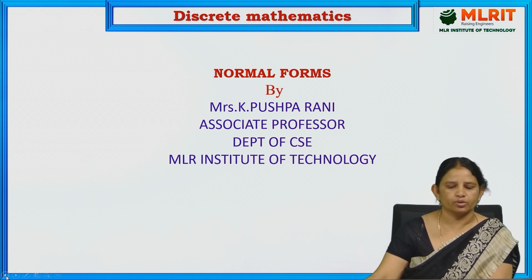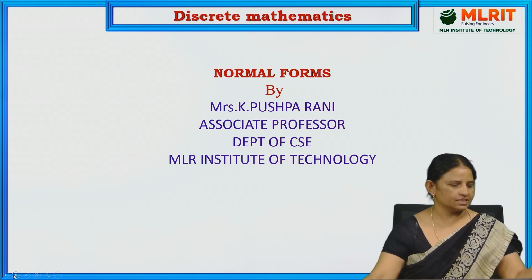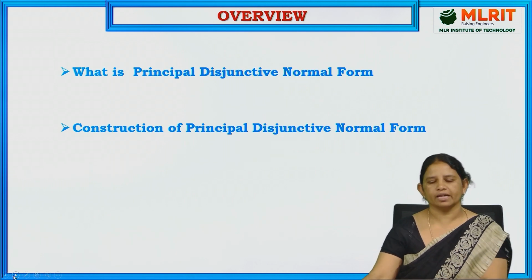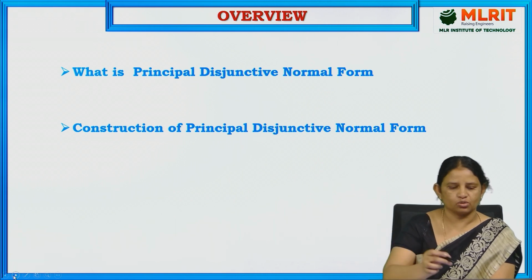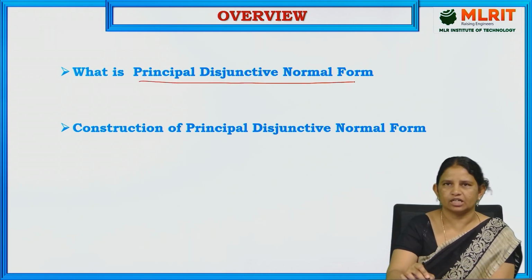So today we are going to discuss normal forms. Basically, there are two types of normal forms. One is disjunctive normal form, and the second one is conjunctive normal form. In the case of disjunctive normal form, one more classification is there, that is called principal disjunctive normal form.